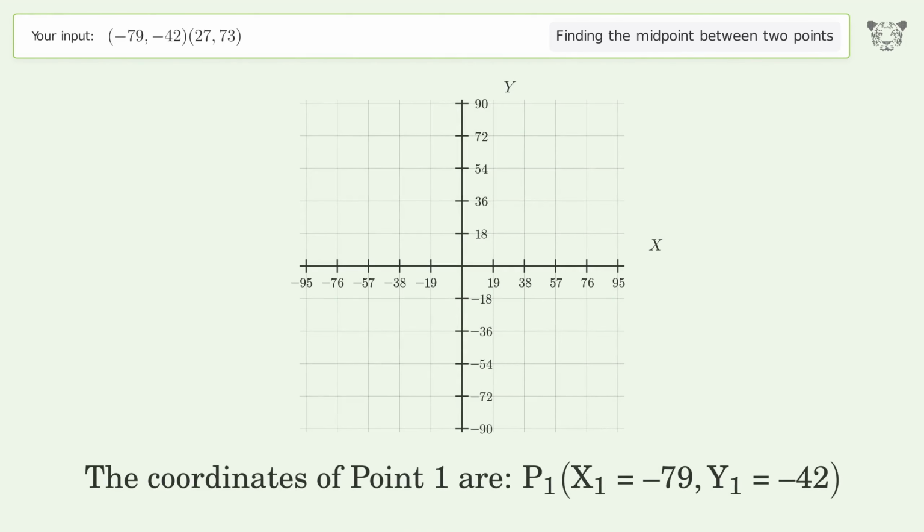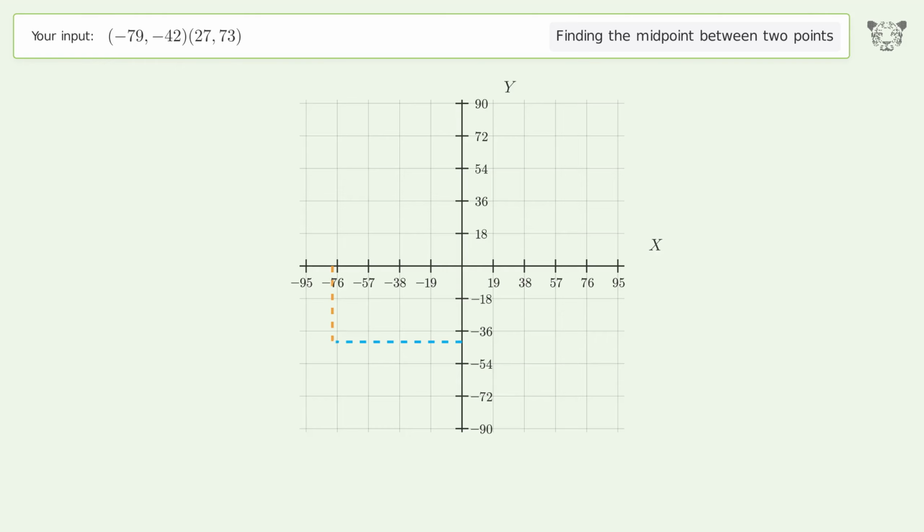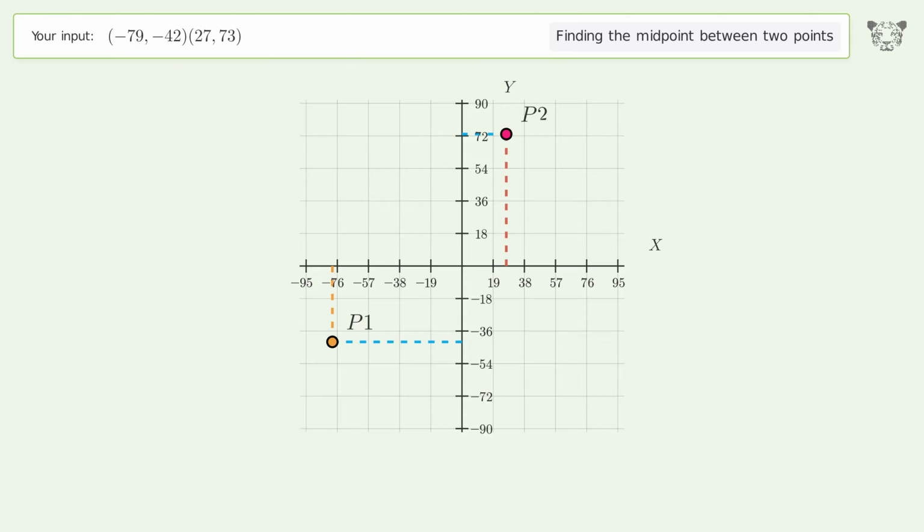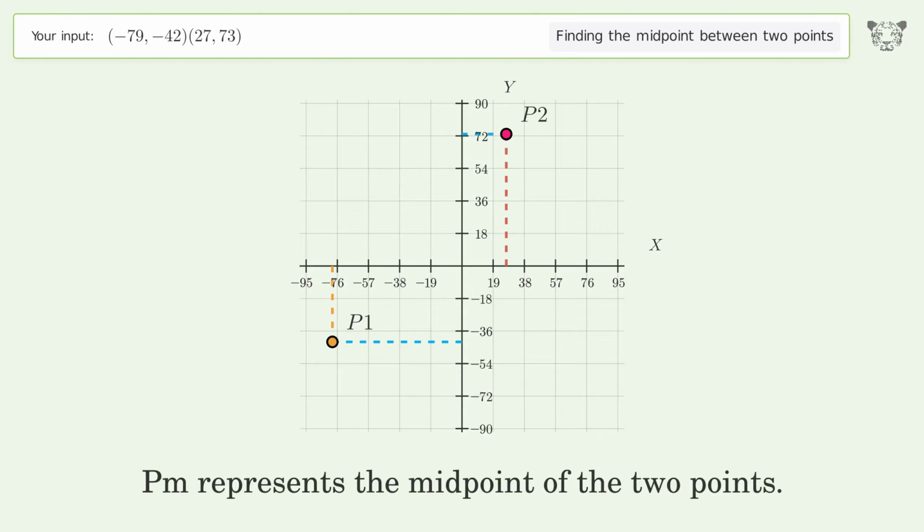The coordinates of point 1 are, x1 equals -79, y1 equals -42. The coordinates of point 2 are, x2 equals 27, y2 equals 73. PM represents the midpoint of the 2 points.